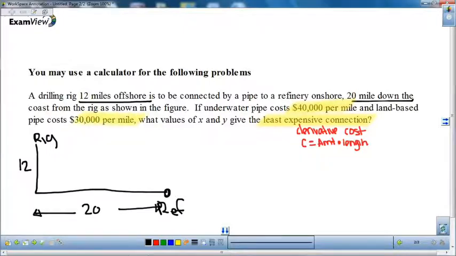I forgot to draw a picture here, but this is your X. We're going to call this Y. So that means that this part right here is going to be 20 minus Y. And X, using the Pythagorean theorem, is going to be the square root of 144 plus Y squared. Those are my lengths.